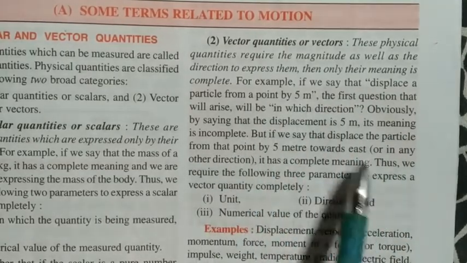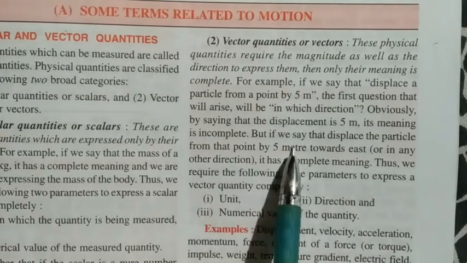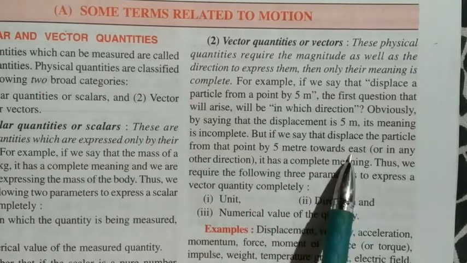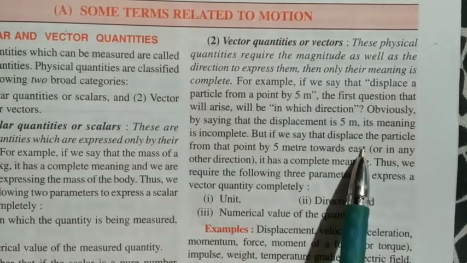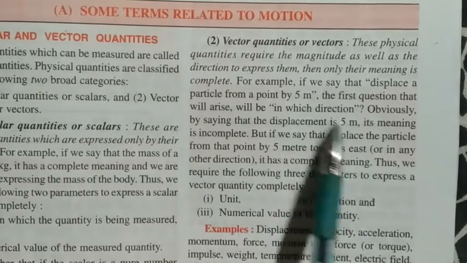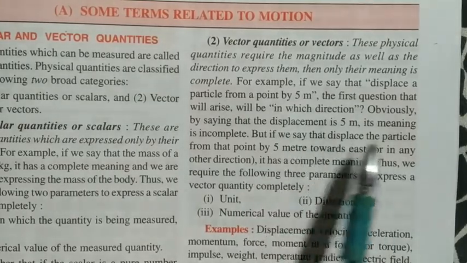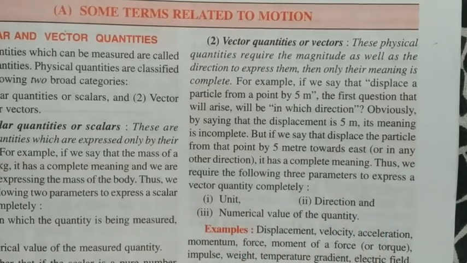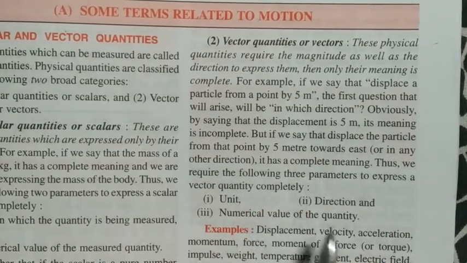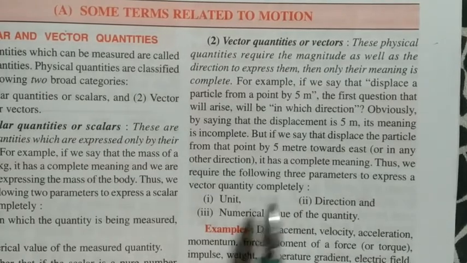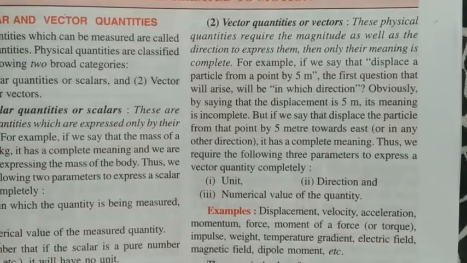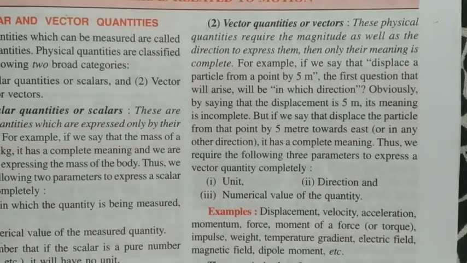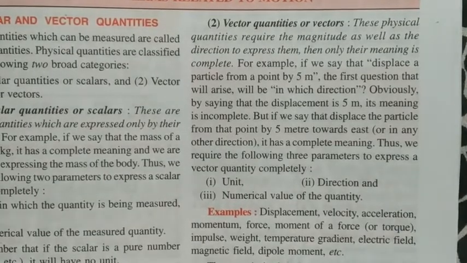So if we say that displace the particle from that point by 5 meter towards east, in this condition we are having 5 meter and east, magnitude and direction, both. So it is a vector quantity now. Displacement is a vector quantity. So we require the following three parameters to express a vector quantity, that is unit, direction and numerical value of the quantity. Displacement, velocity, acceleration, momentum, force, moment of a force, impulse, weight, etc. are vector quantities.